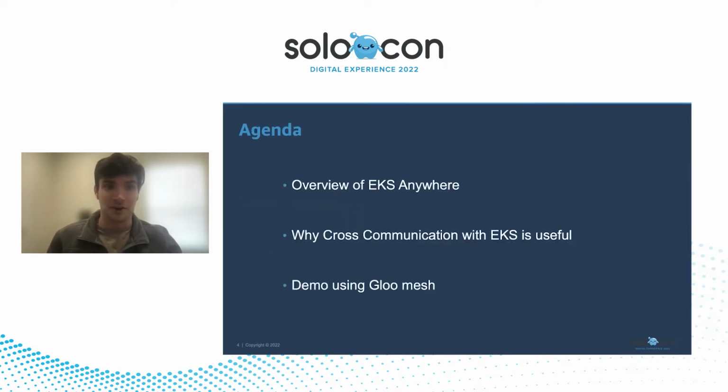So I'm going to quickly go over our agenda, just so you have an idea of how today's talk will be structured. It's roughly going to be about 35 to 40 minutes. We're going to start off with an overview of what EKS Anywhere is, why we might care to have cross communication from EKS Anywhere to EKS, and why that's useful for on-prem to public cloud communication. And then we'll see a demo of that working in action with Gloo Mesh. And then we'll have some time for Q&A at the end as well. So let's get started.